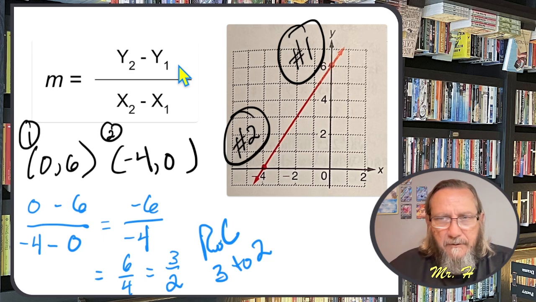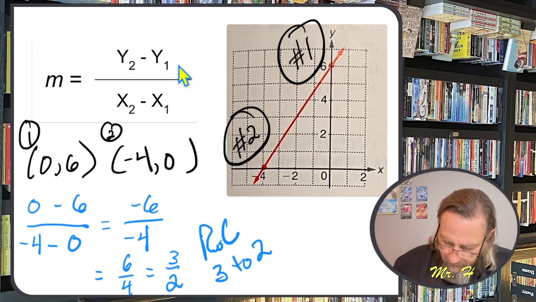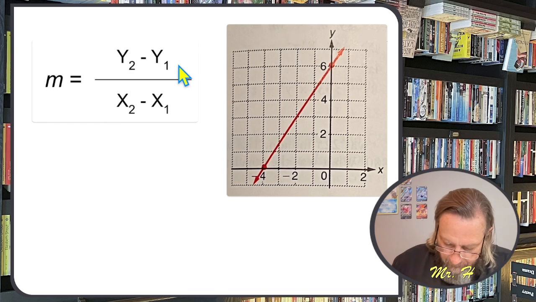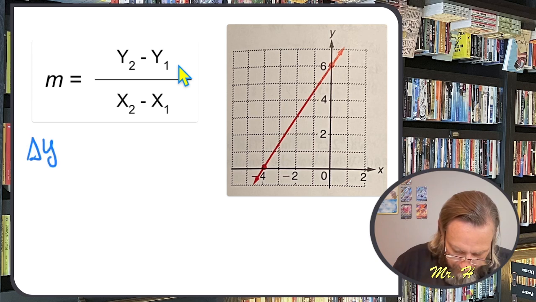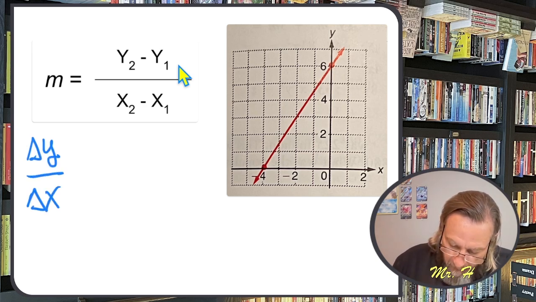Now, if you did that by counting spaces, what would that have looked like? Using the counting spaces method, remember what we are trying to find is the change of y divided by the change of x. What are the y values doing?